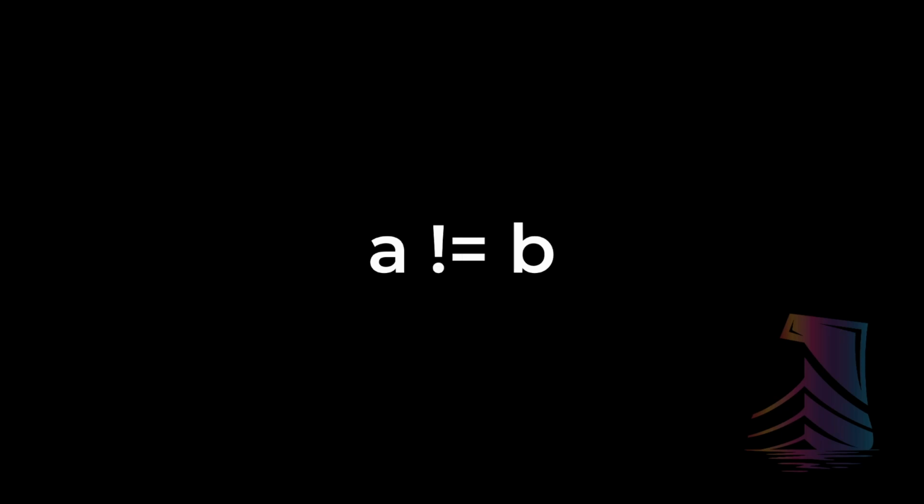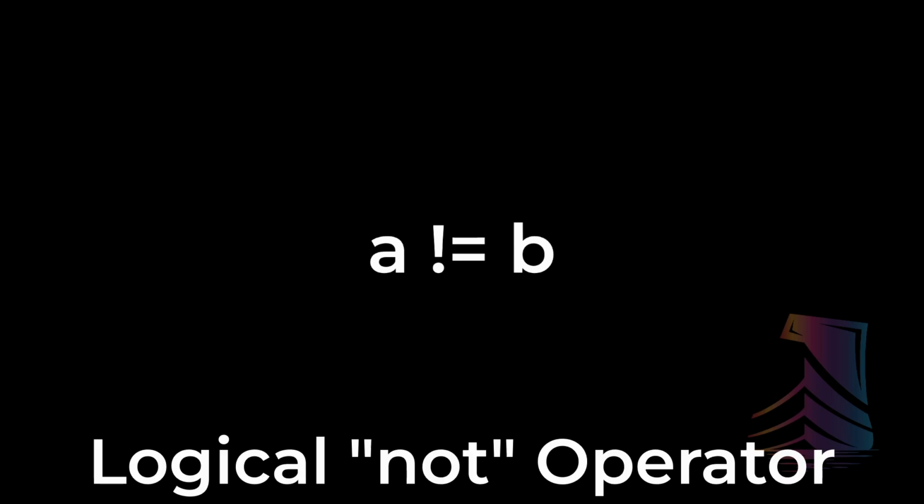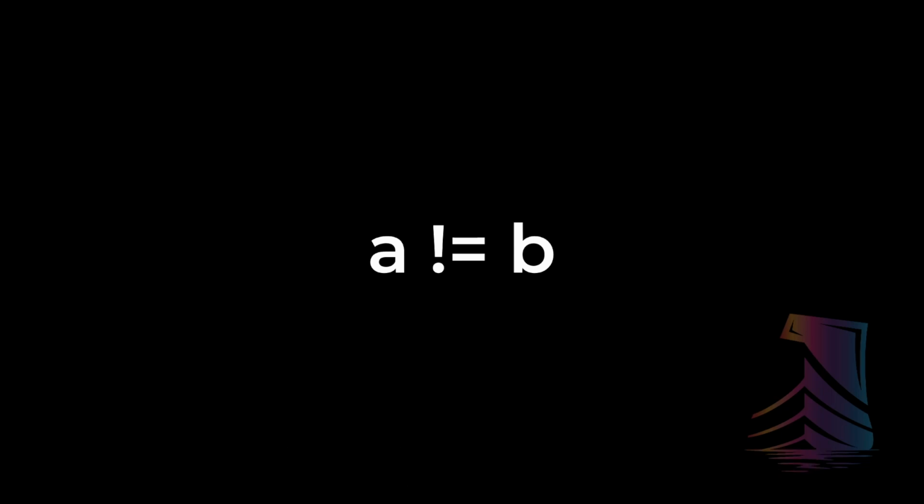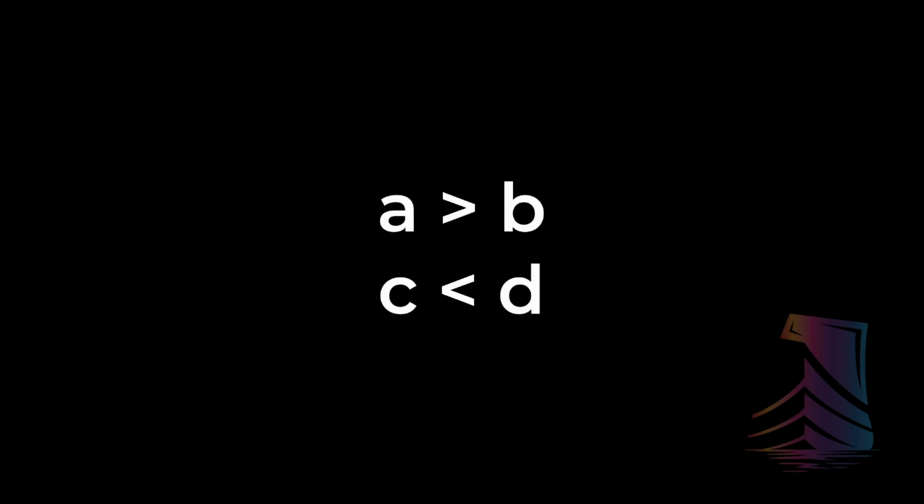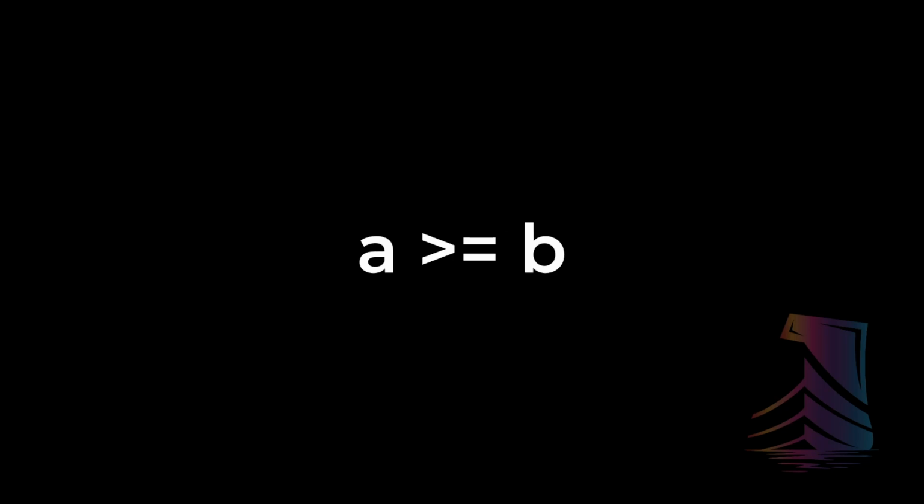In order to say not equal to, you'll type an exclamation point followed by the equal sign. Side note, the exclamation point is also known as the logical not operator, and you'll see it pop up in more places than just this one. In order to say greater than or less than, you can just use those keys on your keyboard. Greater than or equal to is the greater than symbol immediately followed by the equal sign. And finally, less than or equal to is the less than symbol immediately followed by the equal sign.